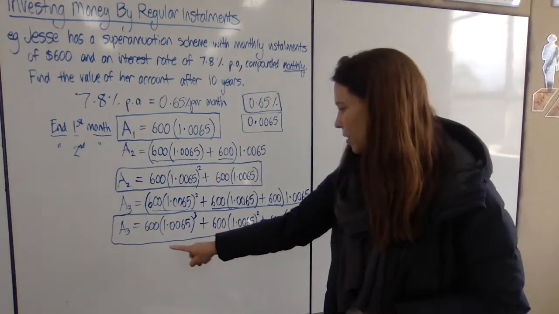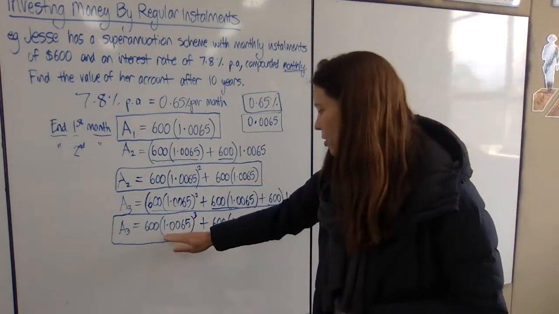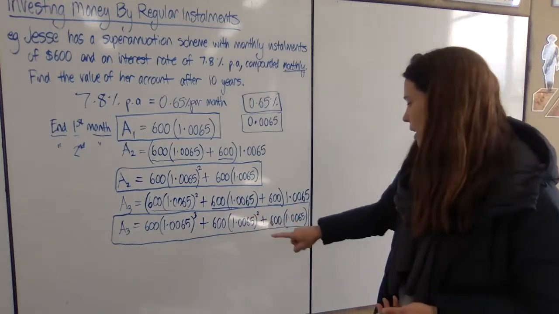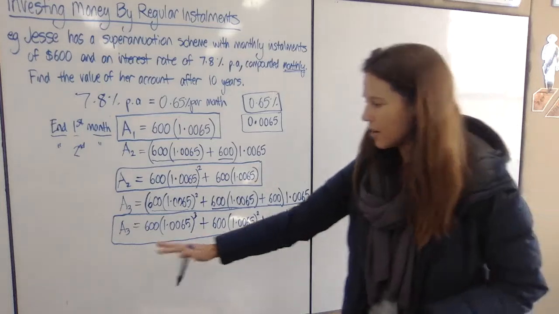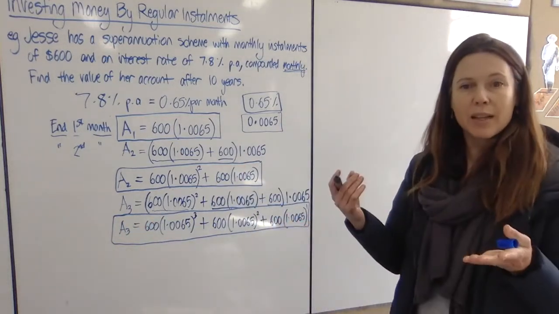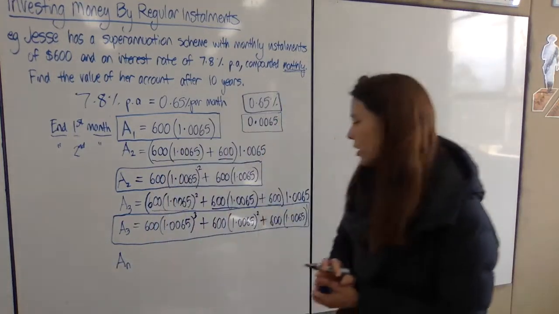Well, it's got a pattern in it. Look, each of the 3 terms has a 600 out the front, and each of the 3 terms has got a 1.0065. It's either cubed, squared, or to the power of 1. That looks like enough of a pattern to me. I don't think I need to find A4. I can now jump to saying, well, what's AN? All right, what would AN look like?